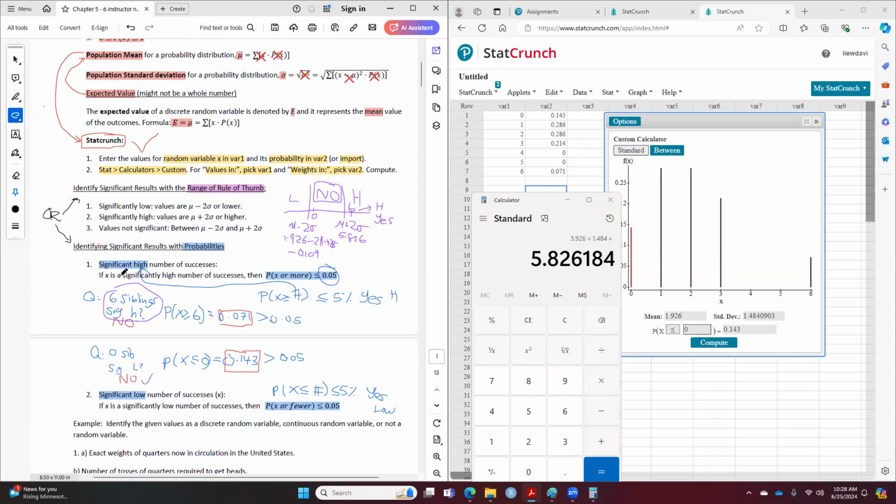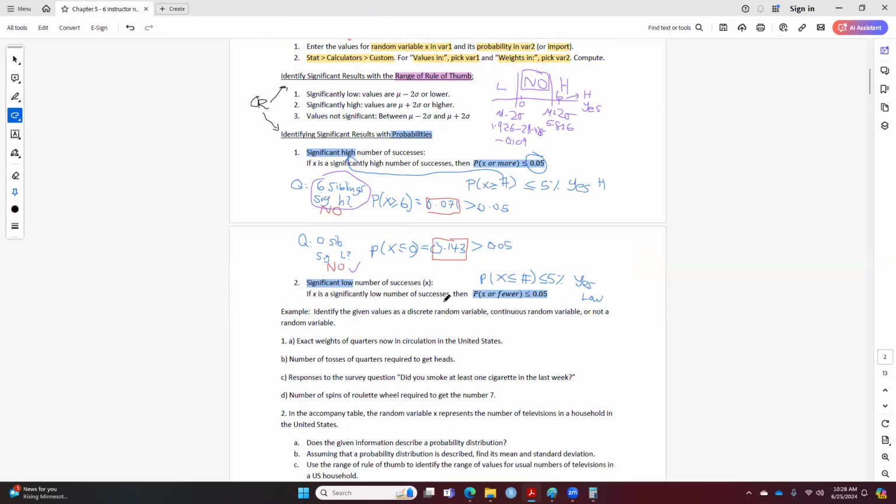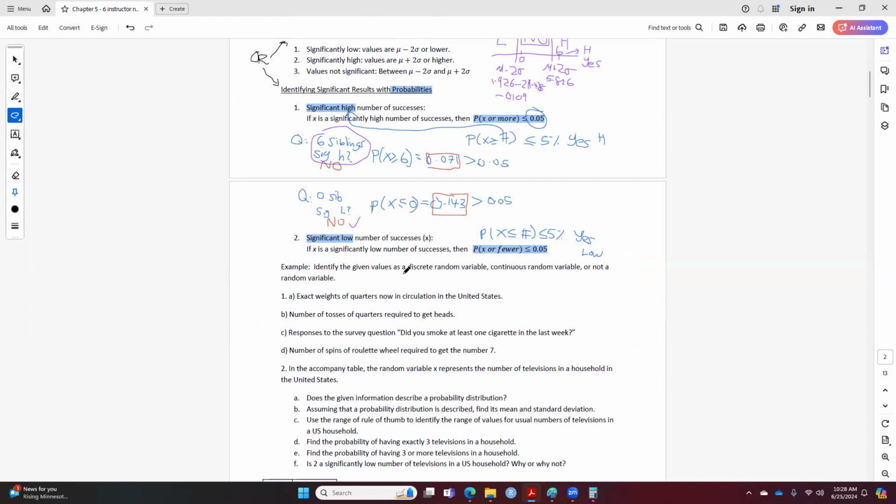Okay, don't use both. All right, now this question is asking us to identify if the given value is a discrete, continuous, or not a random variable. Now, again, discrete means it has to be no decimals. Make sure you know that. Continuous means you can have decimals. What is considered not a random variable? Not a random variable means that your variable is a categorical type.